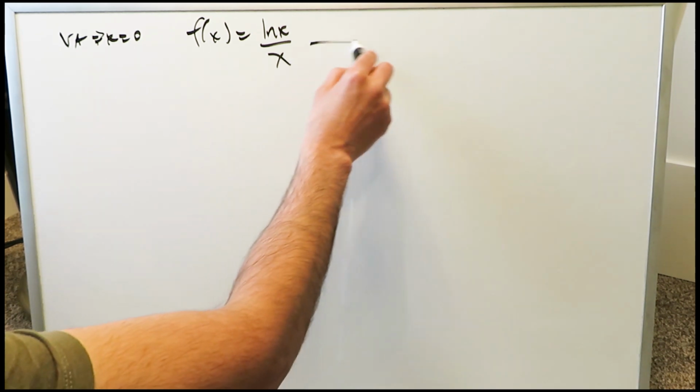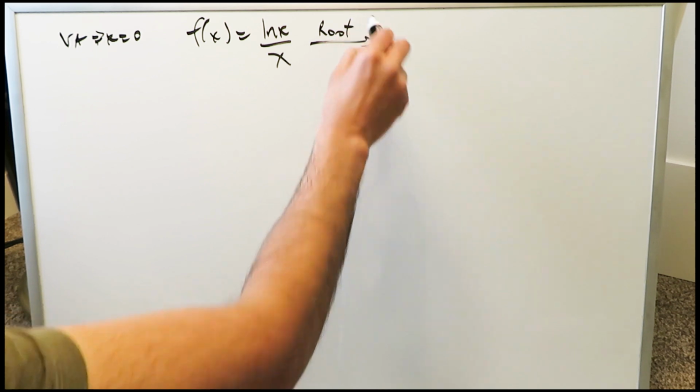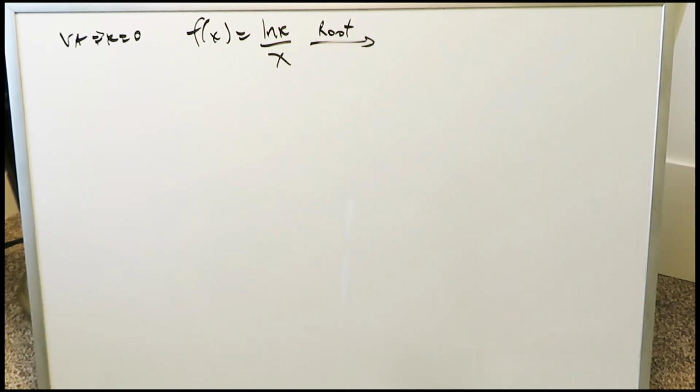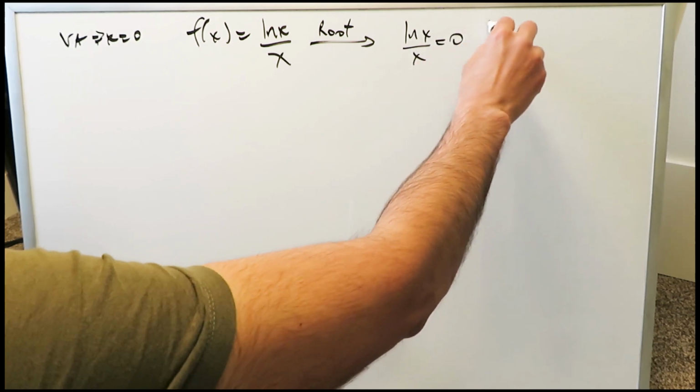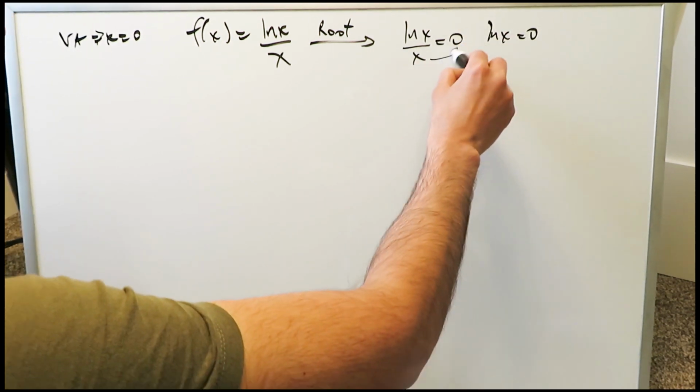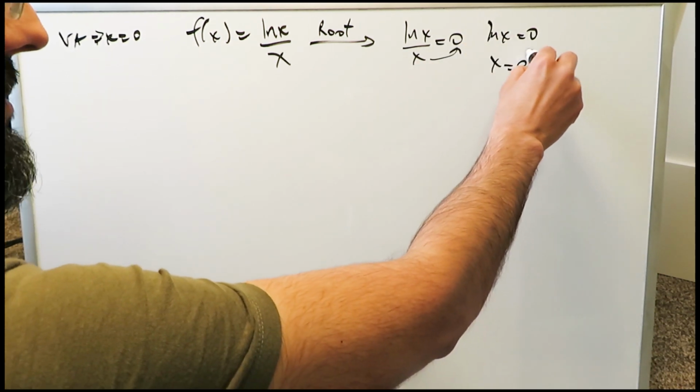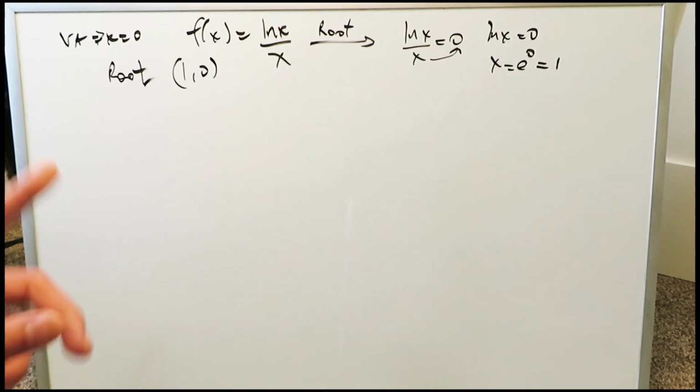If you want to determine its root, you can take that entire expression and set it equal to 0, and you'll determine your root, which is your x-intercept. Natural log x is equal to 0. X is equal to e to the power 0, which is equal to 1. 1 comma 0 is the root of this function, and we'll put this aside.